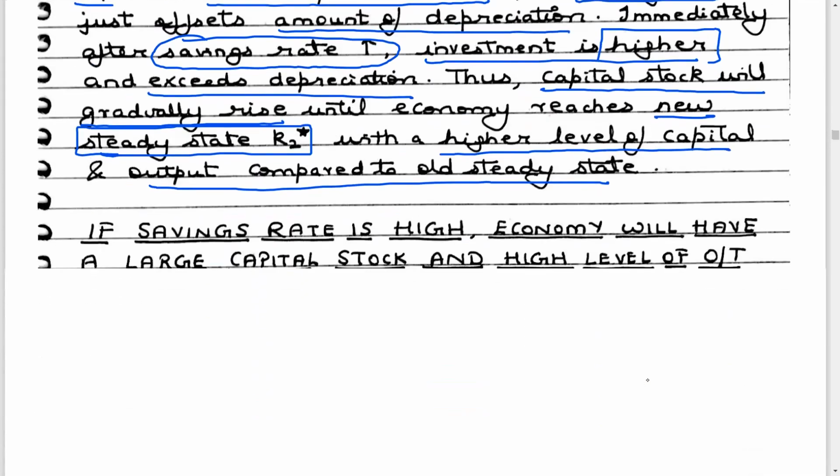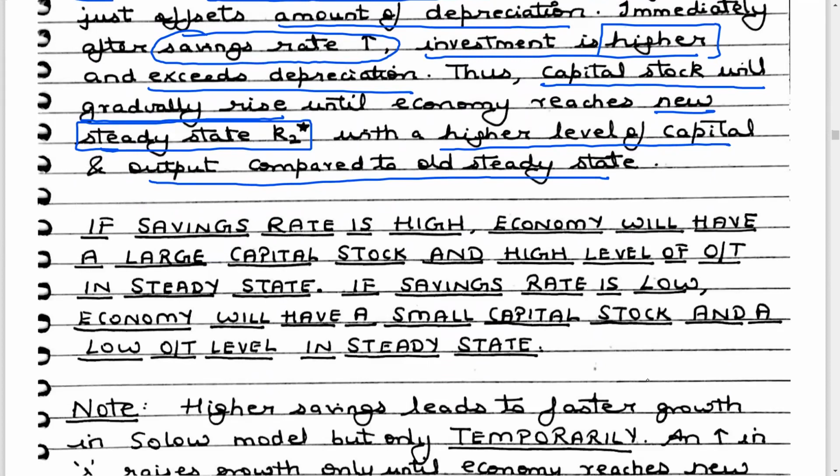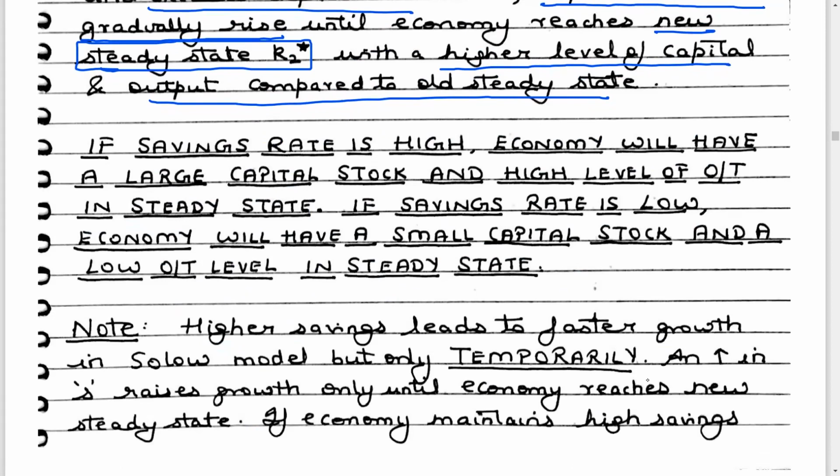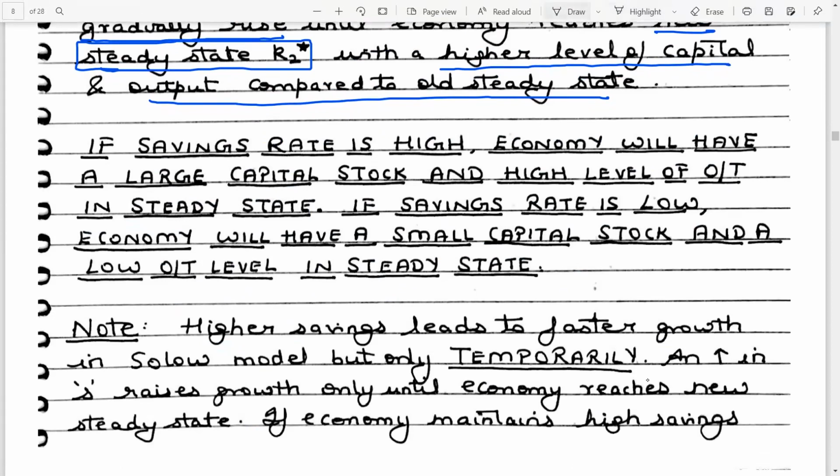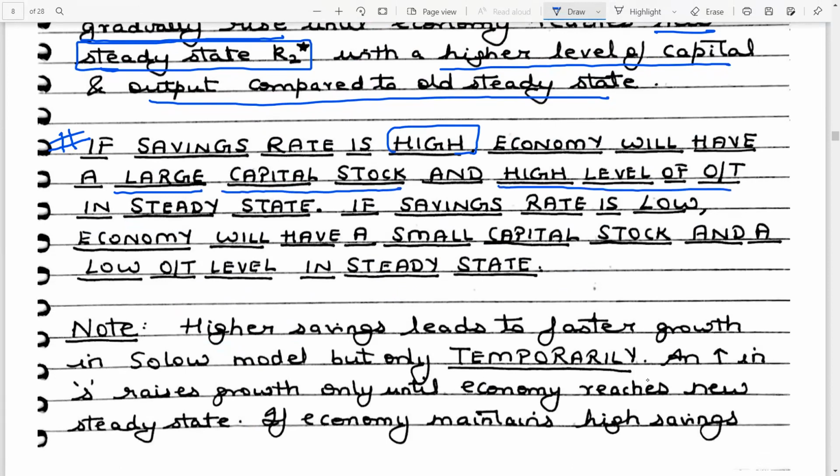That means an increase in the savings rate will cause the level of capital stock per worker and output to rise. So what do we learn? You can see the conclusion on your screens in caps. If the savings rate is high, the economy will have a larger capital stock per worker and a higher level of output in the steady state. However, if the savings rate is low, the economy will have a small capital stock and a low level of output in the steady state.